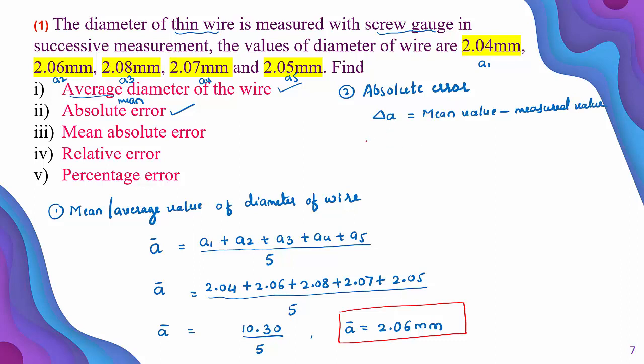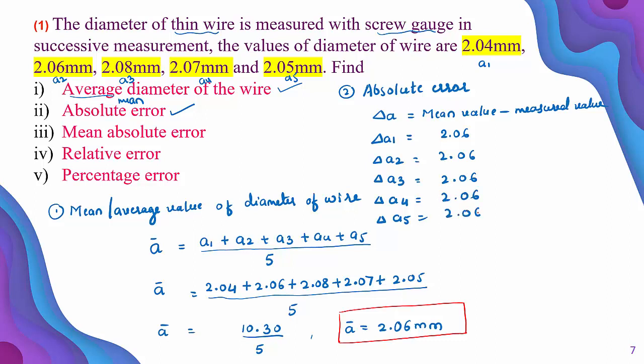Yes. So there are totally 5 trials. So I am going to take it as delta A1, delta A2, delta A3, delta A4, delta A5 is equal to mean value we already calculated. We got 2.06. In place of mean value, I can write directly 2.06. In each case, I am going to write 2.06. This is mean value minus measured value. Measured values means the value of A1, A2, A3, A4 and A5.